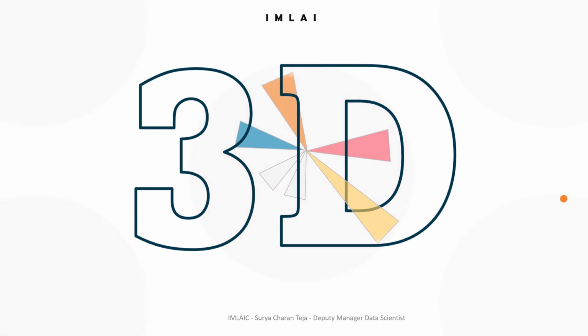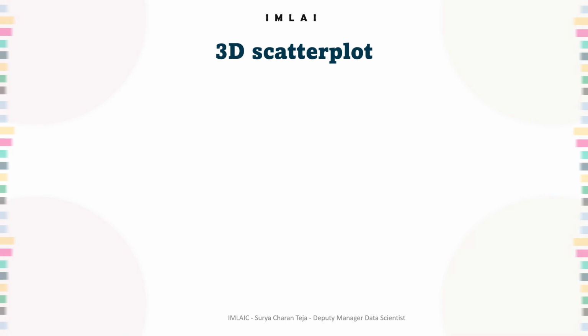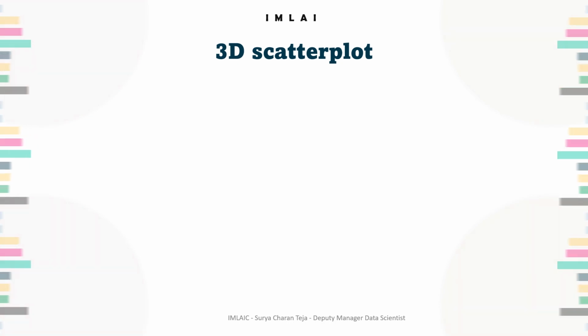So 3D plots using the mpl_toolkits.mplot3d library. This is what we are going to use here. I'm just repeating it one more time: mpl_toolkits.mplot3d library. So this is what we are gonna use here. So let's begin with the 3D scatter plot. What does a 3D scatter plot mean?